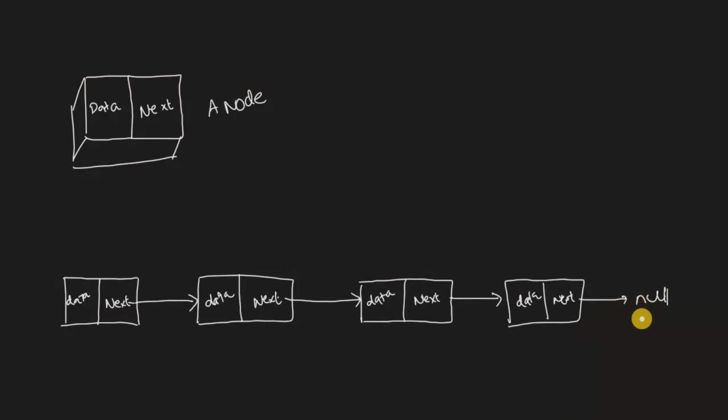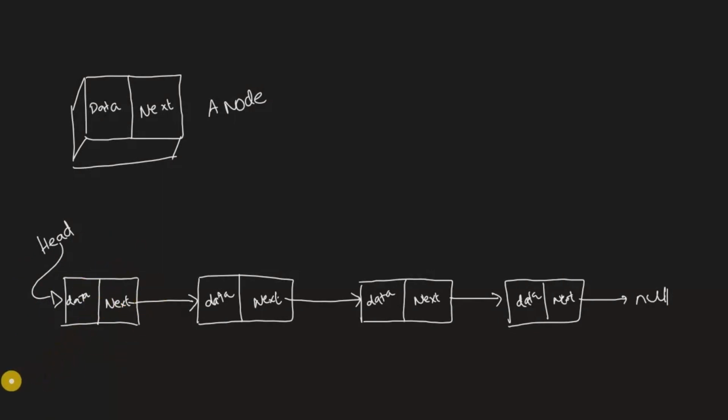But what about the start of the list? How do we know when it is the start of the list? For that, we have a head. The head is going to point to the first node in the list, and that's when we know that it's the start of the list.